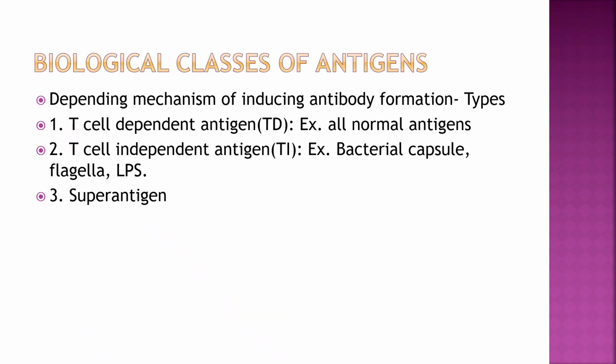Now we'll see biological classes of antigens. There are two types mainly, depending on the mechanism of inducing antibody formation. First is T cell dependent antigen, also called TD. An example: all normal antigens are TD or T cell dependent antigens. Then second is T cell independent antigen, also called TI. Examples are bacterial capsule, flagella or LPS, that is lipopolysaccharide; they are T cell independent antigens. And the third type is super antigen.